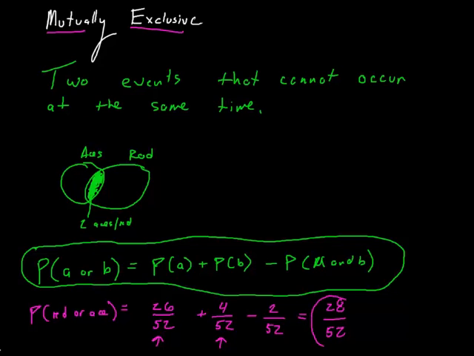It's the idea that if there's overlap, if the 2 things that you're talking about, red and ace, could happen at the same time, that needs to be subtracted away. Not because you don't want it to count, but because you don't want it to count twice.